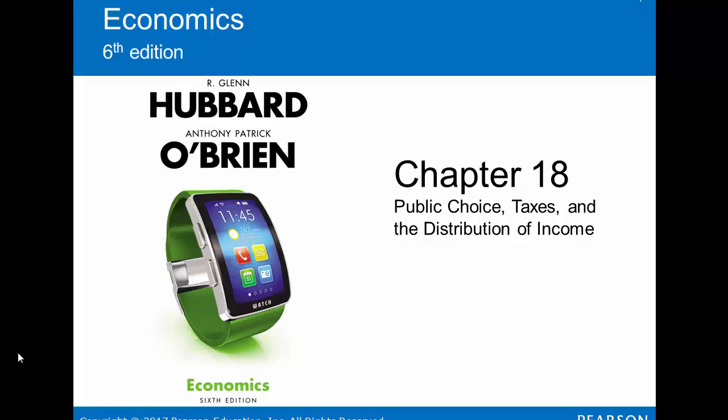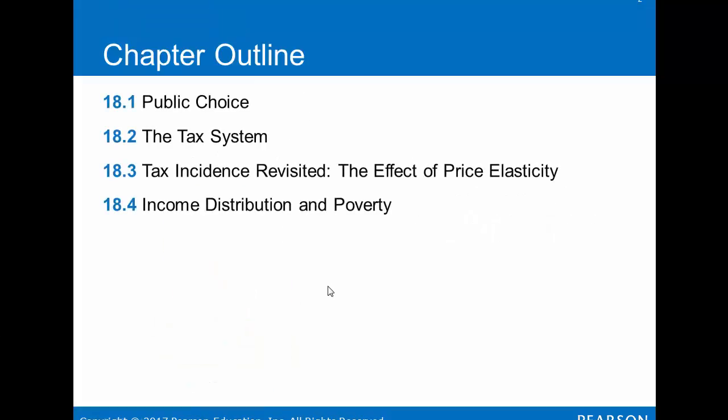Chapter 18, Public Choice, Taxes, and Distribution of Income. So in this chapter, we're going to cover public choice, the tax system, the tax incidence revisited, and income distribution and poverty.